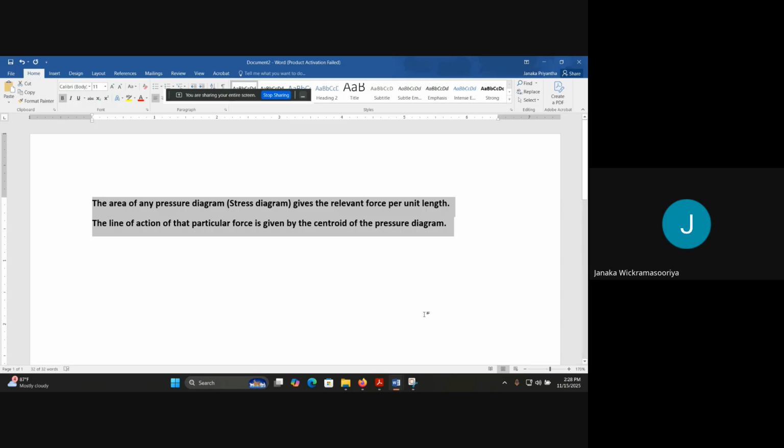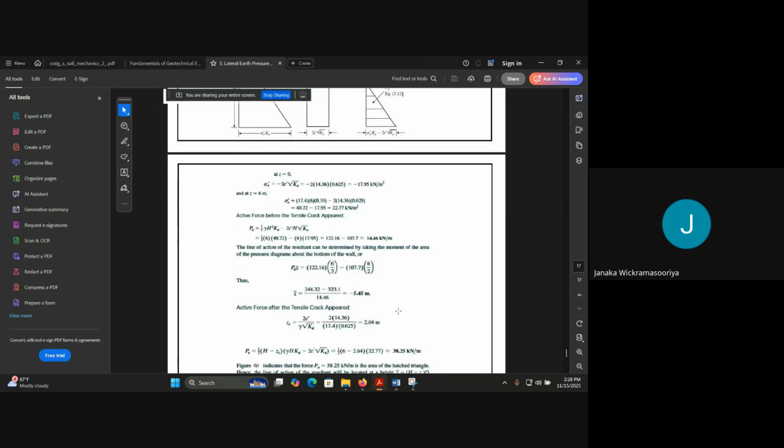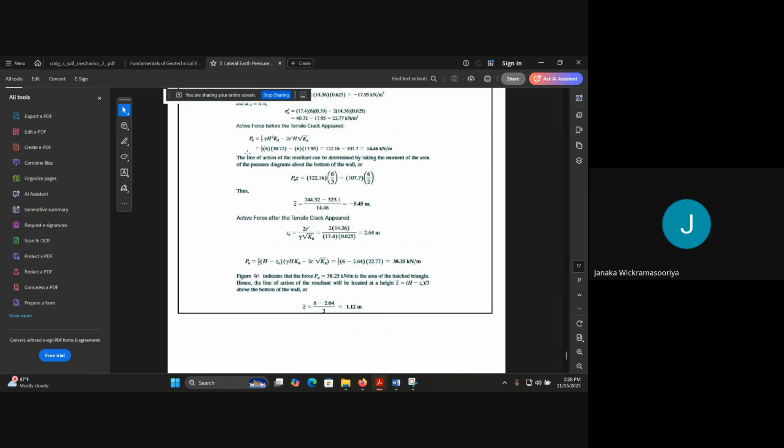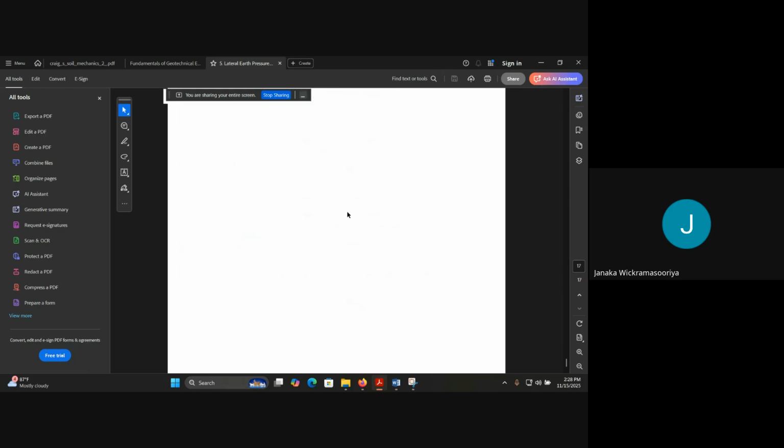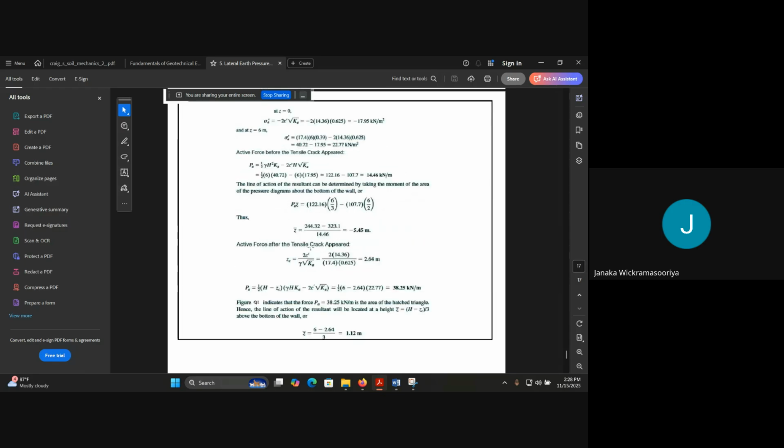So based on this theory, we can get the line of action of the resultant force. And using that, the equation for the depth to tensile crack, you can get the depth to the tensile crack. Please come up to this point, and this is somewhat a complex situation, but we will be doing some simple calculations.